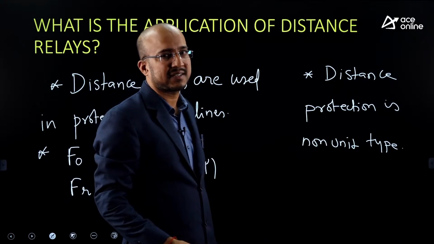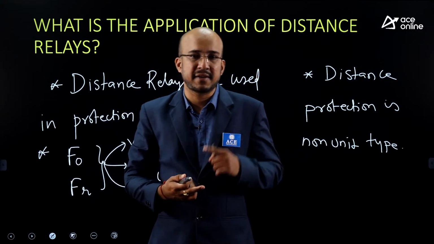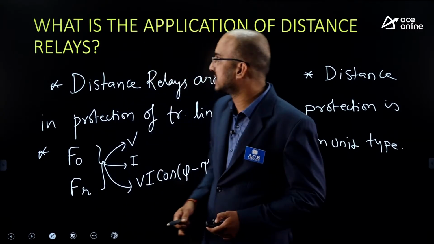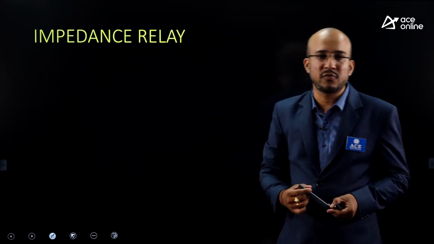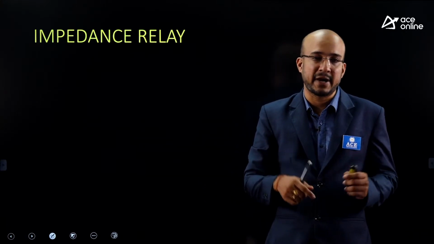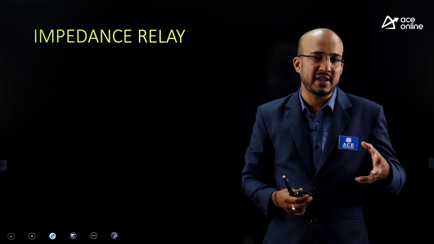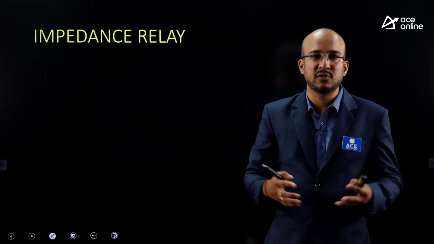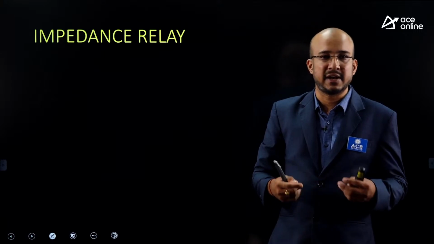Distance relays are of three types: impedance relay, reactance relay and admittance relay. Now, let us go for the analysis of the impedance relay. Let us observe where the impedance relay is used and how the impedance relay is developed.